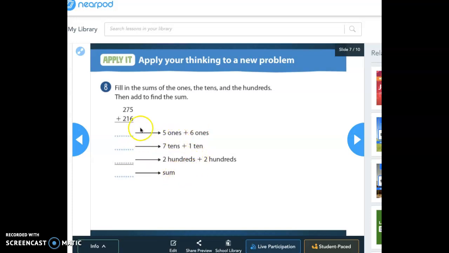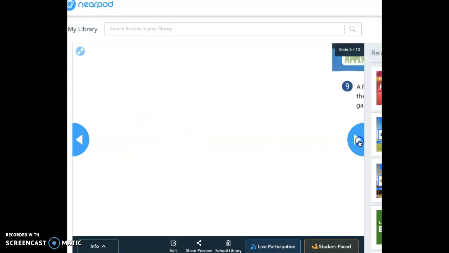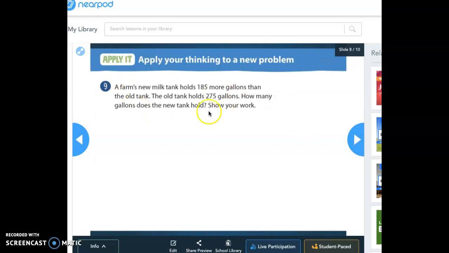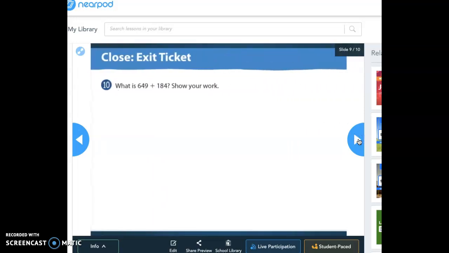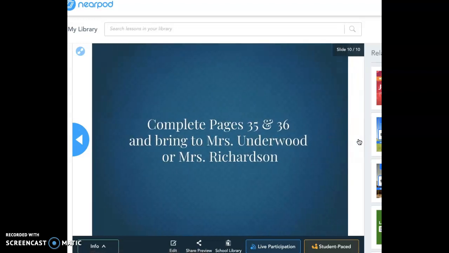So in 8, you're just going to add the ones, add the tens, add the hundreds, then put it all together. 9, you get to choose which way you want to solve it, but do it 2 ways, or do it 1 way and then round to estimate your answer another way, but you need to find a way to check your answer. So either do it 2 ways or estimate to check it. Same thing here, do it 2 ways or estimate to check it.